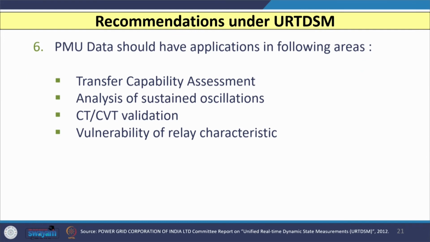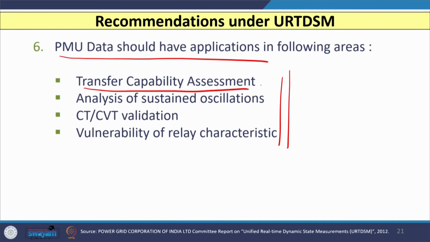The sixth recommendation of URTDSM is regarding the PMU data, how we can use the PMU data for what applications. They have suggested 4 major applications. The first one is related to transfer capability assessment. The second is the analysis of sustained oscillations if they are there in the system. The third is related to the validation of current transformer or capacitor voltage transformer, and the fourth is related to the vulnerability of relay characteristics.